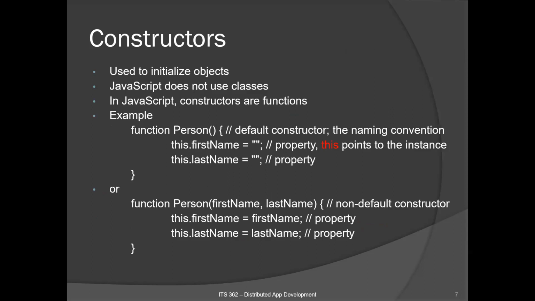All right, so constructors, another concept that should be familiar to you. Constructors are used to initialize objects, as I said before, nothing new there. JavaScript in particular does not use classes. It uses an approach like this. In JavaScript, constructors are basically functions, okay? So here's an example. We have the function, and we'll see this later on. We have the function Person, right? And it's a default constructor.